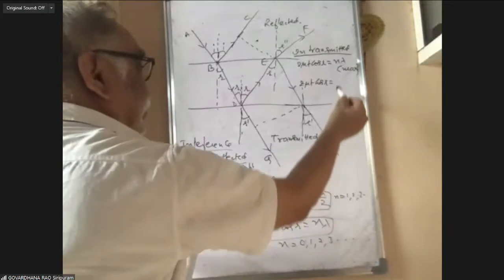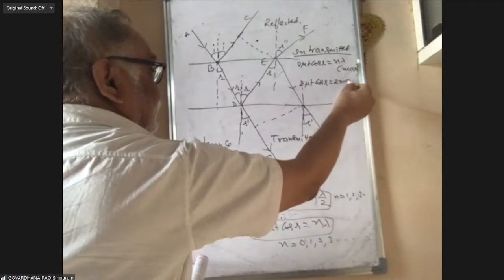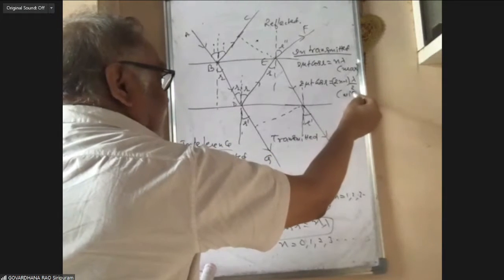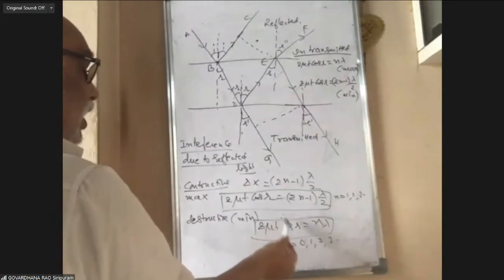Equals to, that is cos i, sir. Cos r. Lambda by 2. This is for cos r.